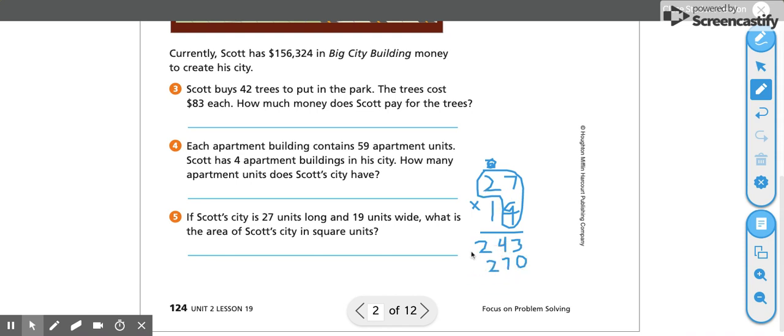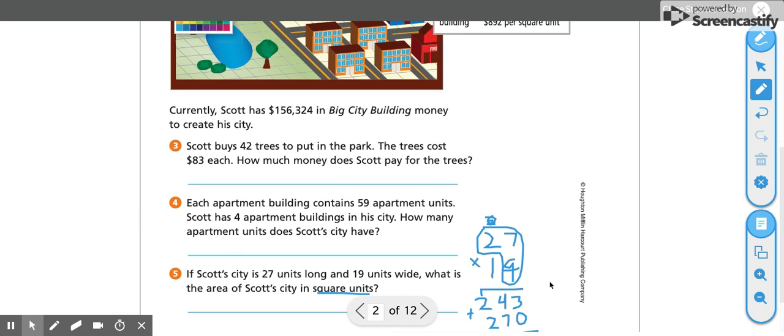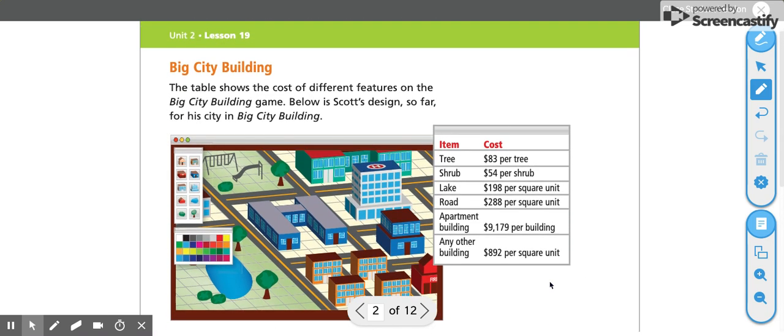And I get to add my numbers together. 3 plus 0 is 3. We're at 7 plus 4 is 11. 2 plus 2 is 4, plus 1 is 5. So I get 513 square units because we're talking about the area. So that was our focus on problem solving. I am sure using this, you can write some of your own problems and challenge yourself as well. Great job.